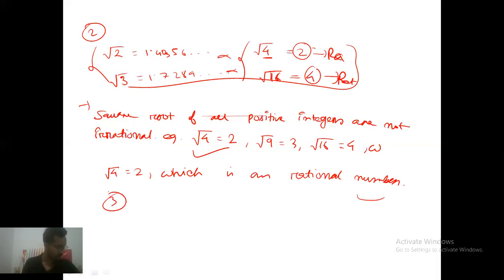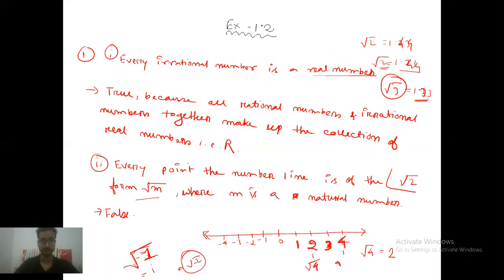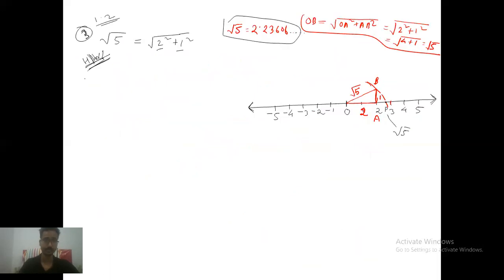Just now we have discussed question number 3. So how can root over 5 be represented on the number line? I have given it as homework. Yes or no? I have given the homework. This one, question number 3, exercise 1.2. So your homework is exercise 1.2, question number 3. All of you do the homework and give me a snap of your homework today itself in our WhatsApp group. I am going to check, okay?